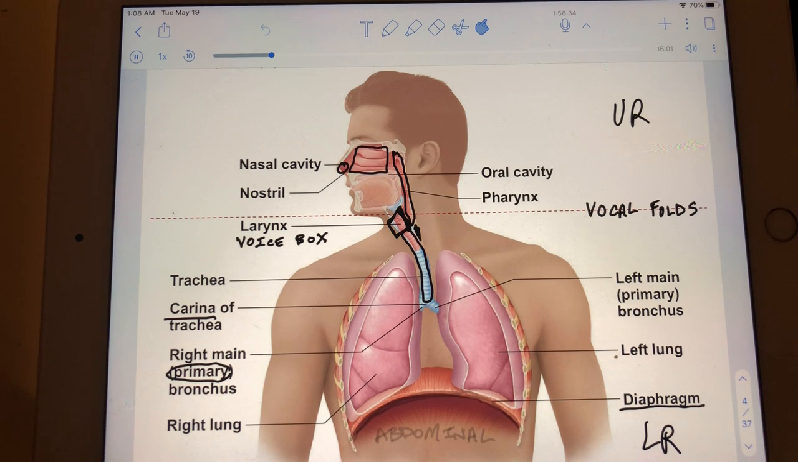Diaphragm, it's pronounced diaphragm, but if it helps you, you can mispronounce it to help spell it, diaphragm. That's just too funny, right?